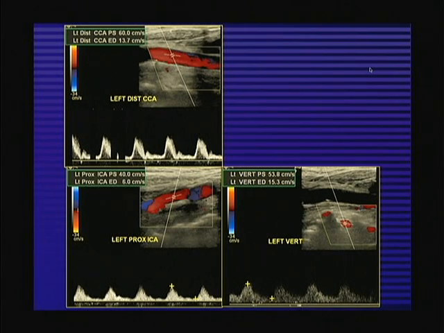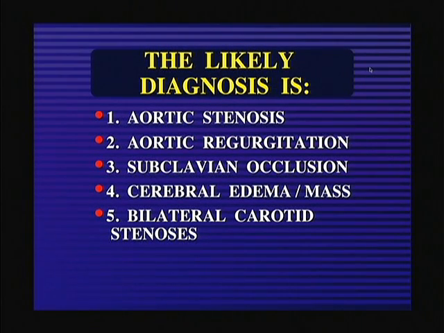So, if we see tardus waveforms in all the vessels that we sample in the carotid and vertebral system, what's the likely diagnosis? Aortic stenosis, aortic regurgitation, subclavian occlusion, cerebral edema or mass, or bilateral carotid stenoses. What's the only one that makes sense? Aortic stenosis. We have an inflow lesion involving the thoracic aorta. It's affecting all the branches, both common carotid arteries and the vertebral arteries. Only one that makes sense.